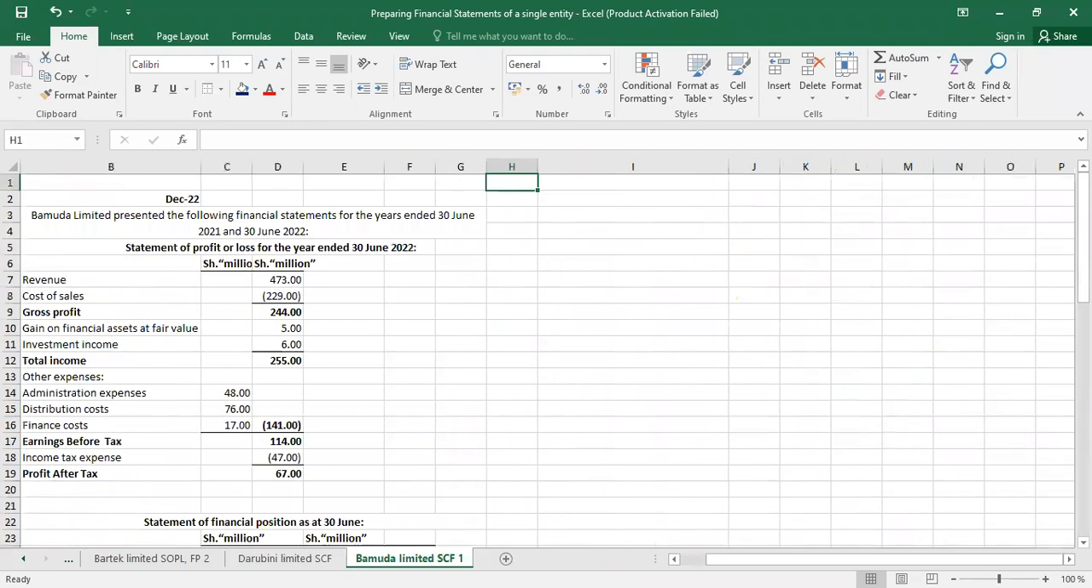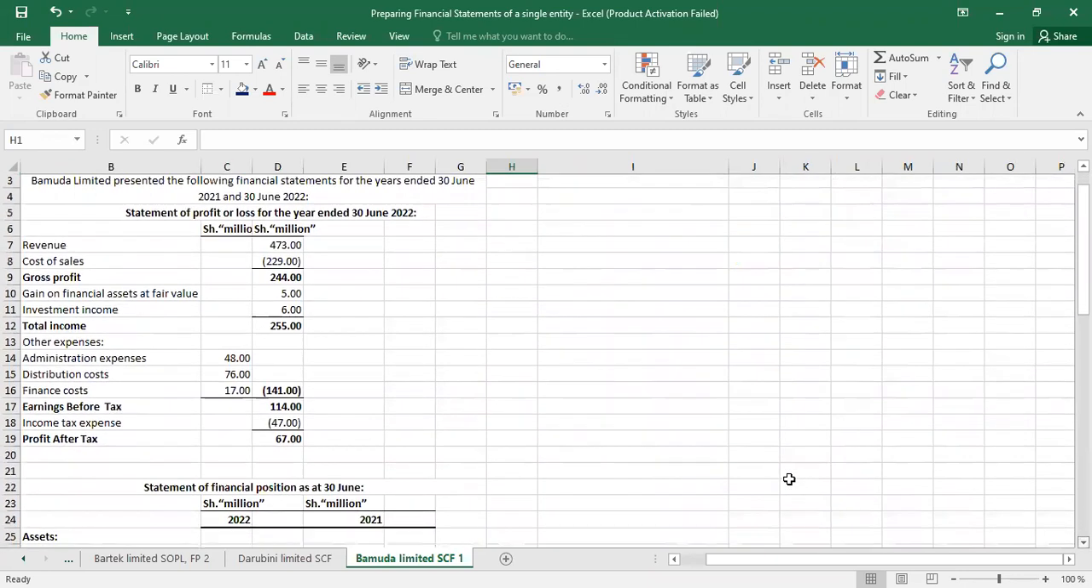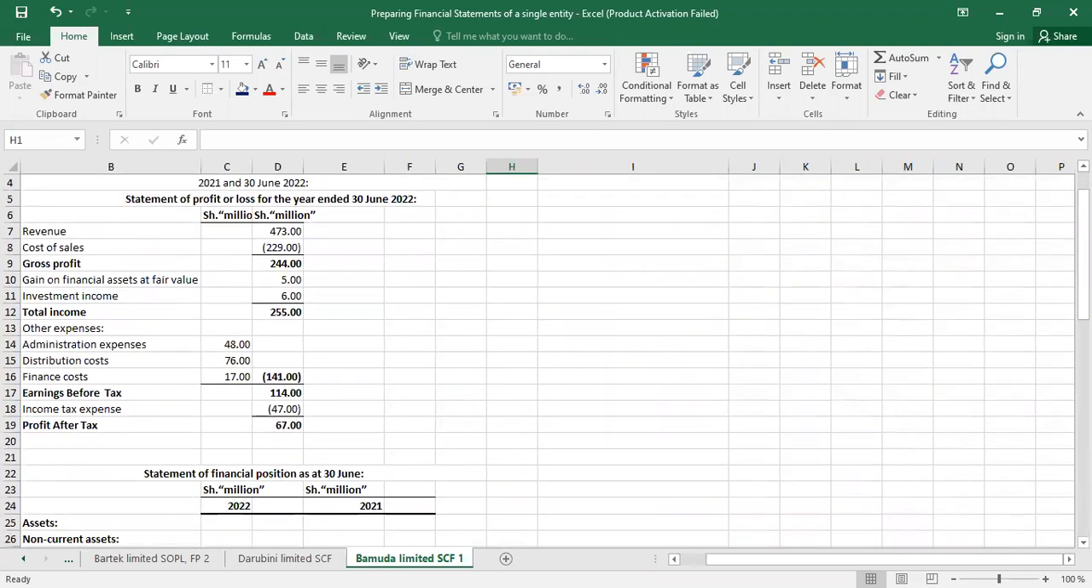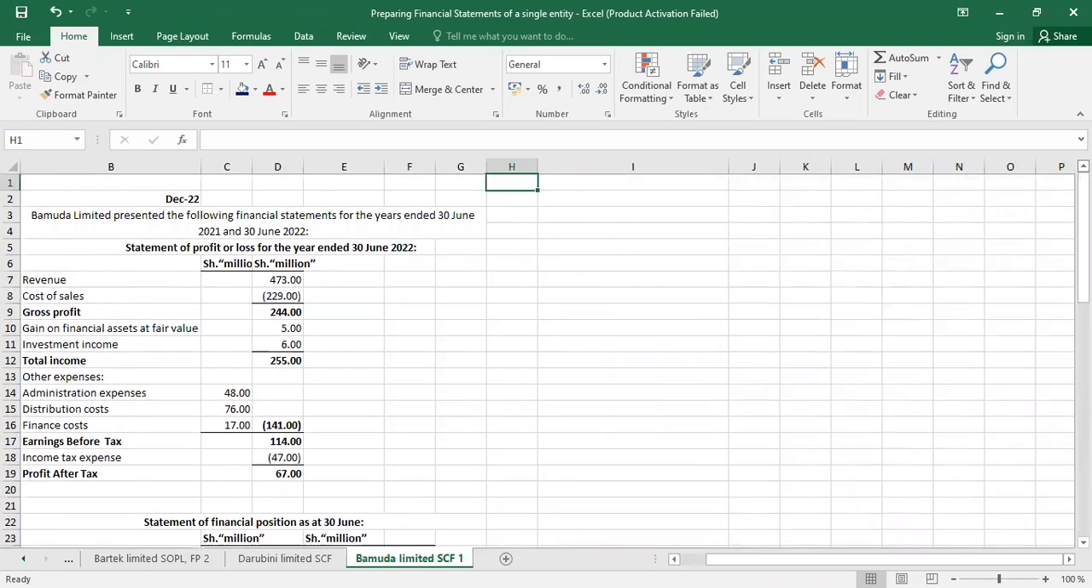We finish the Bermuda one. Then I'll be leaving the assignment, isn't it? The assignment also has one cash flow and two statements of profit and loss and financial position. There are two. So we'll start.